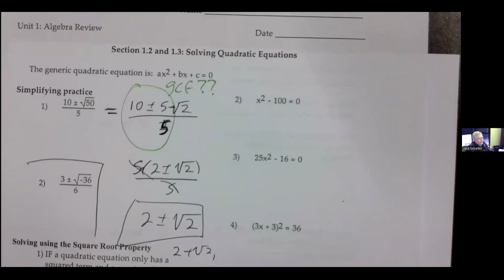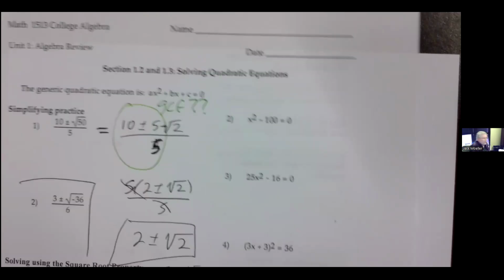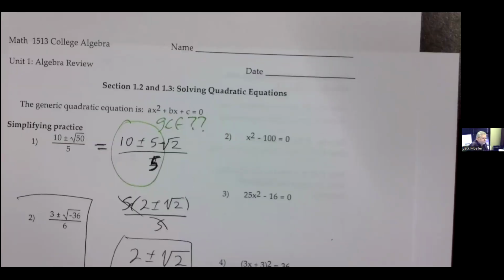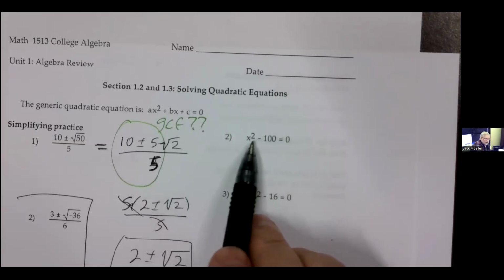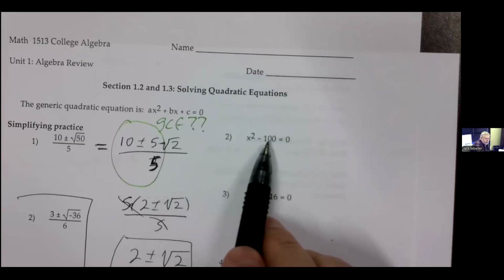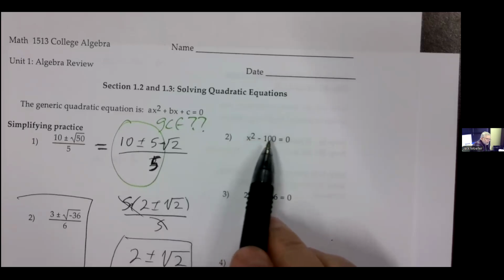All right, so let's do some basic ones and maybe a little bit messier ones. Look at number 2. Let's start with that one. I do want to point out that we could factor this. This is a difference of squares, so that's x plus 10, x minus 10. But let's do it with the square root property. We can do it because there is no x term, just a square term and a constant.